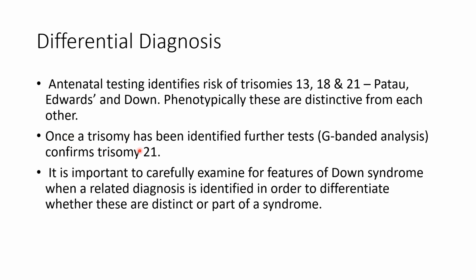So once a trisomy has been identified, further tests such as the G-band analysis will confirm trisomy 21. So it is important to carefully examine for features of Down syndrome when a related diagnosis is identified in order to differentiate whether they are distinct or part of a syndrome.